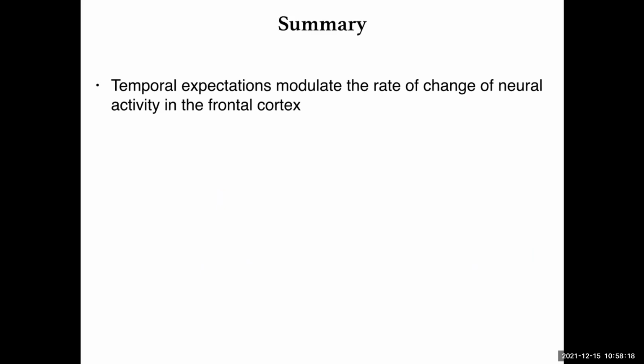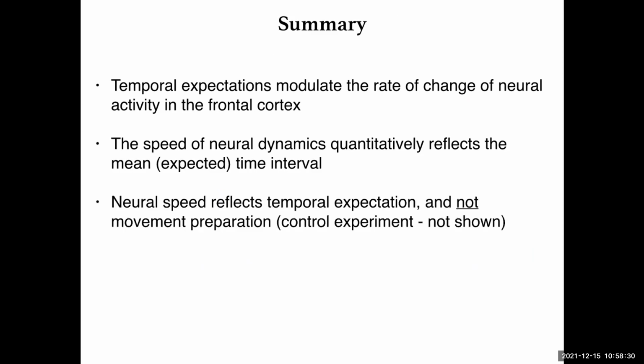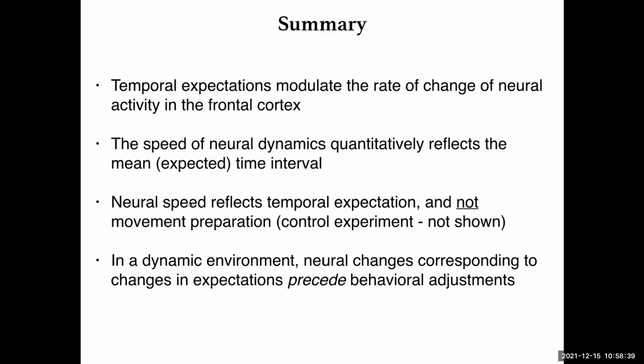So as a summary, what I showed you today is that temporal expectations modulate the rate of change of neurons in the frontal cortex. The speed of neural dynamics quantitatively reflects the mean expected time interval. The neural speed reflects temporal expectations and not movement preparation, which is the control experiment, which I did not have time to show. And finally, when we performed an adaptation experiment, we found that the neural changes corresponding to changes in expectations preceded the behavioral adjustments.